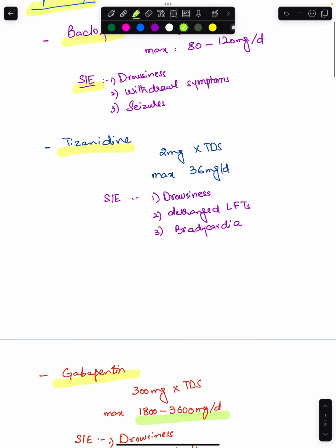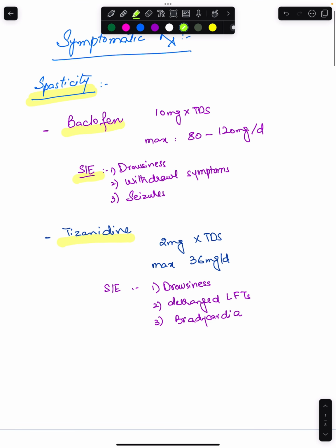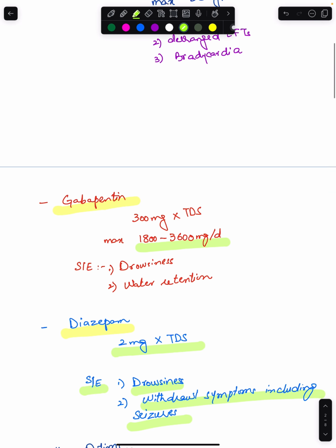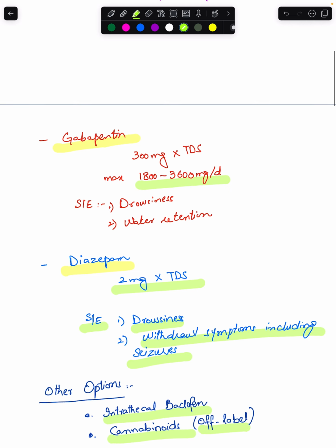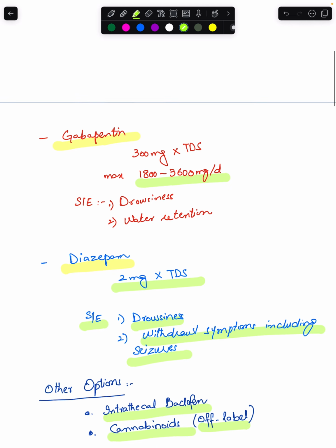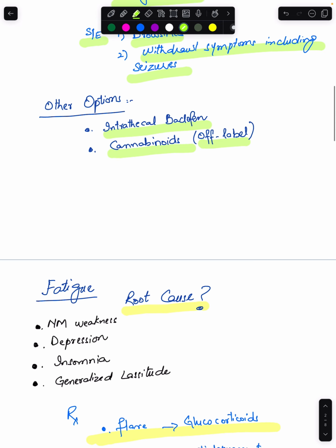So what we have studied till now is for spasticity we can give baclofen 10 milligram TDS, tizanidine 2 milligram TDS, gabapentin 300 milligram TDS, and we can go up to 3600 milligram per day, and diazepam 2 milligram TDS. Other options are intrathecal baclofen and cannabinoids.